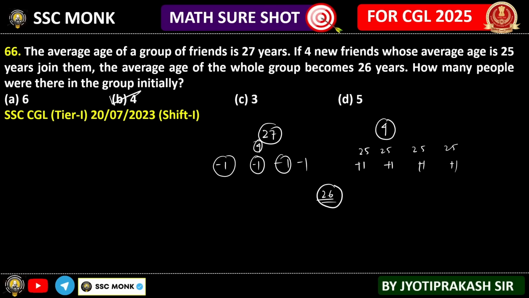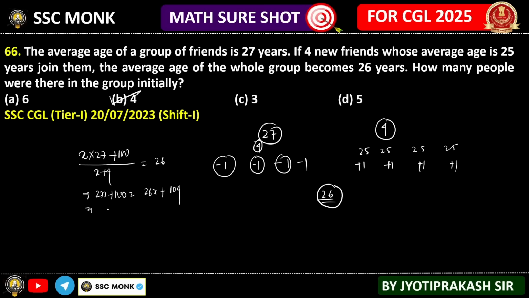Simple, logical. Or what you could have done? Let's say x number of people are there. Total 27, because average age was 27. So total age was 27 into x. 4 new friends with average 25 came. So total 100 was added, divided by how many people? x plus 4 is equal to what? 26. Sir, 27x plus 100 is equal to 26x plus 104.